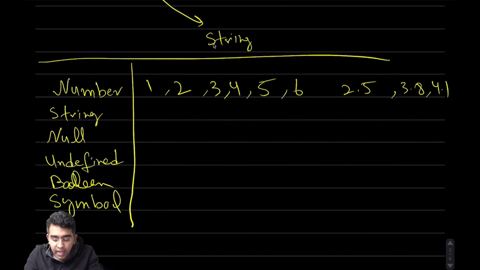A string is a sequence of characters. So for example, A is a character. And if I say A, B, C, or if I say Awais, which is my name, that is a sequence of characters which makes it a string. Or a passage or a paragraph can be a string. So to say, this is a paragraph.